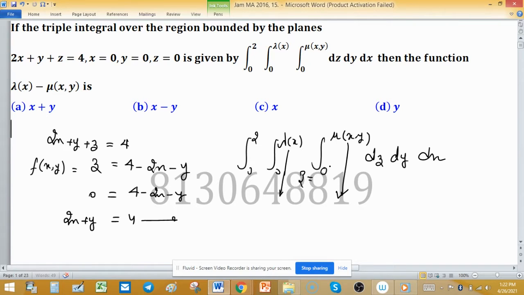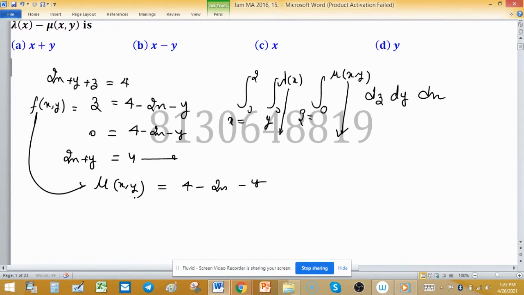So when z is 0, this comes in the xy plane, and x is used here, so this is the limit of y, and this is a constant limit, and the left one is x, so this is the limit of x. So mu is a function of xy, you can write simply mu xy. So this is 4 minus 2x minus y. So the value of mu xy we know, and this is lambda x.